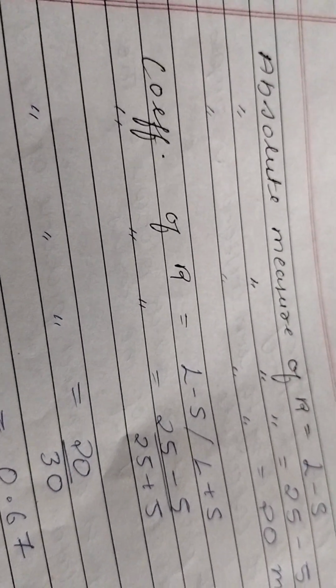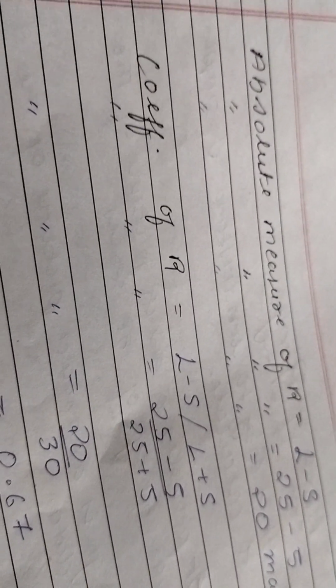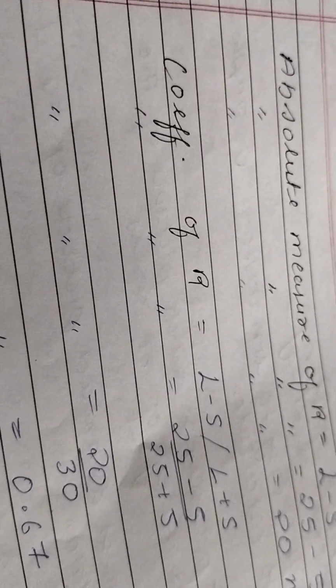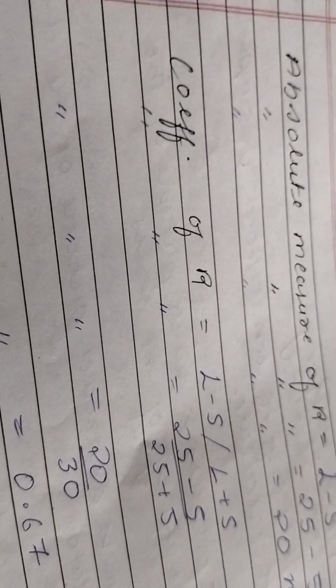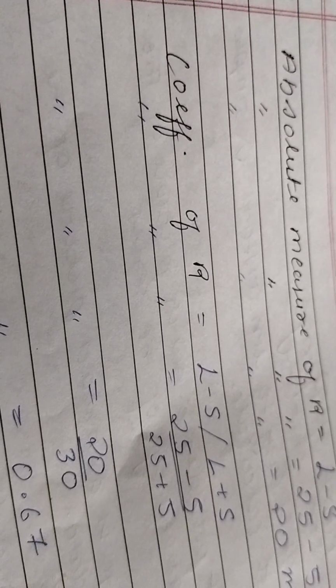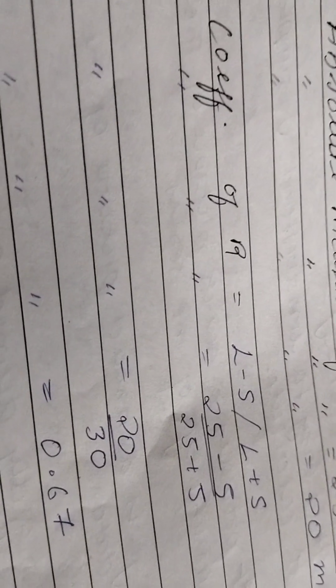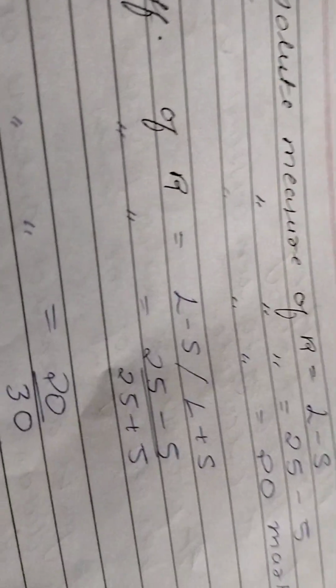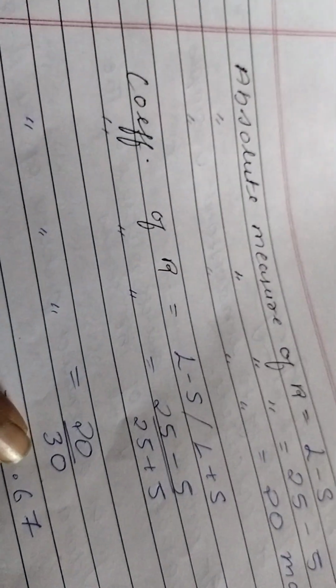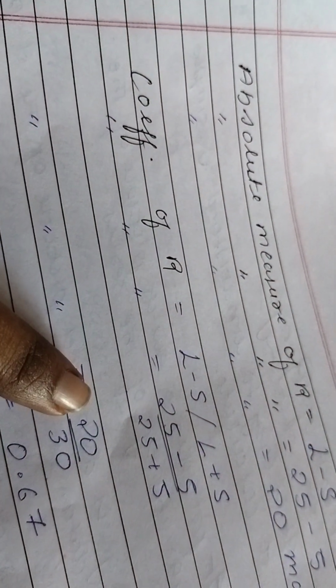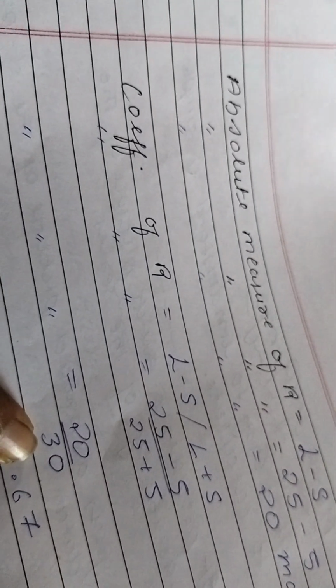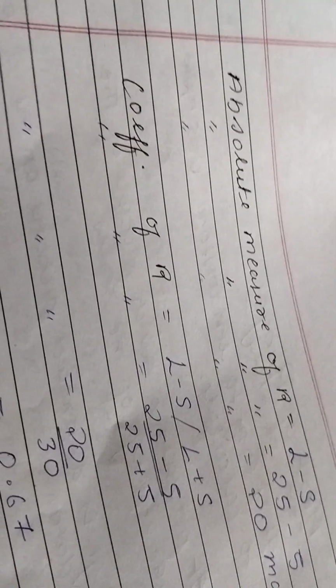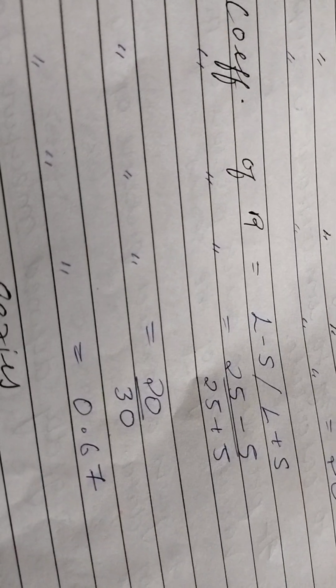Then the coefficient or the relative value of the range, where L minus S is divided by L plus S. So when we are subtracting, what do we get? We get 20 by 30. When we simplify it, the 0 will be cancelled, and when we divide 2 by 3, 0.67 will be the answer. Here there is no unit.